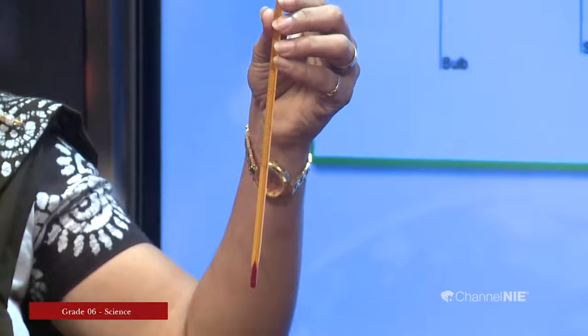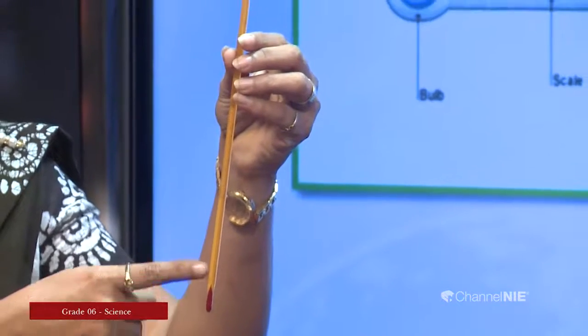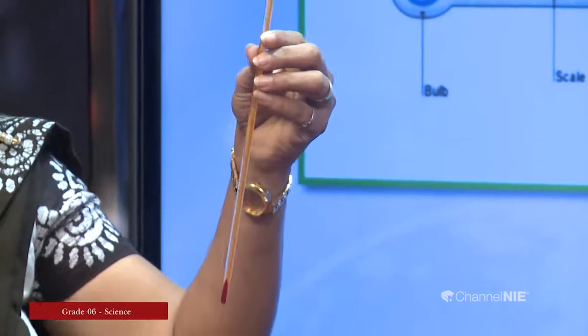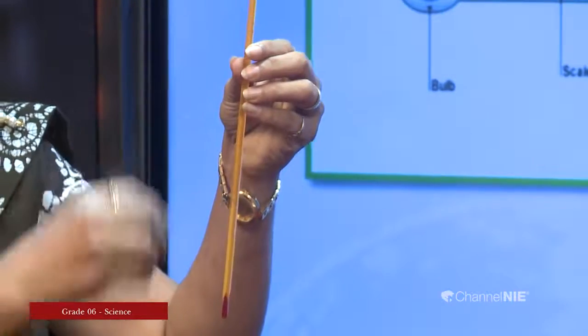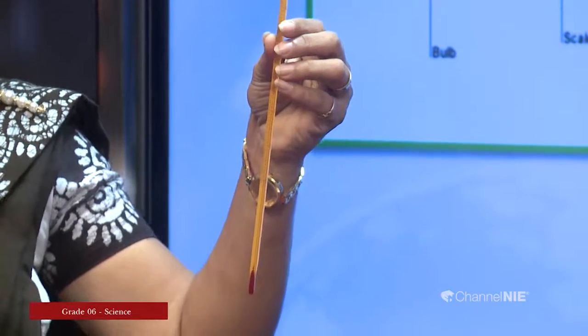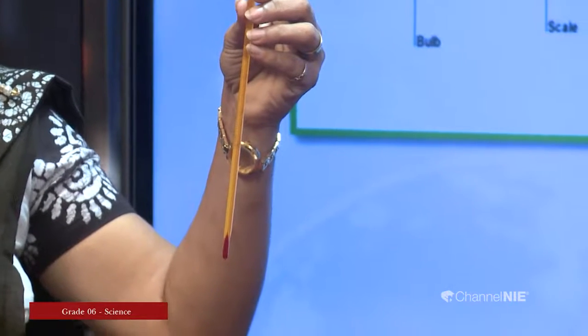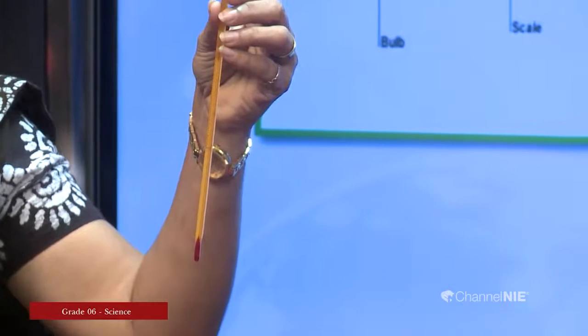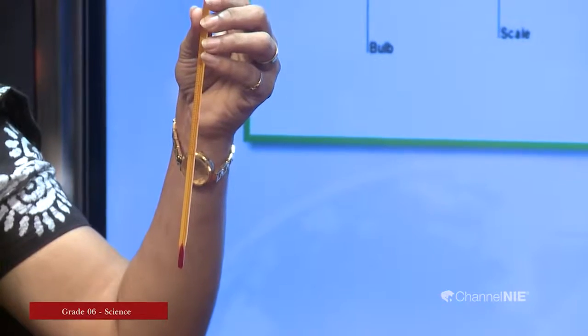In order to get clear observations, the alcohol is colored in red color, right? This thermometer is also made of glass and it is calibrated, and the liquid inside this thermometer is alcohol, right.